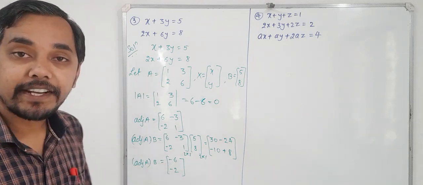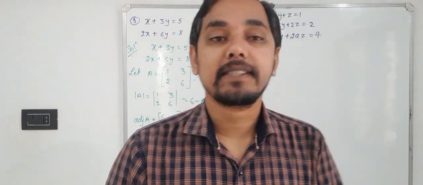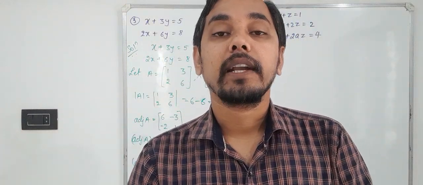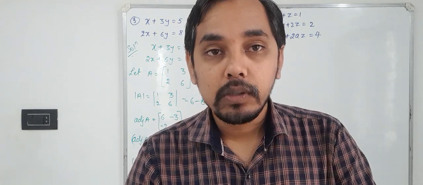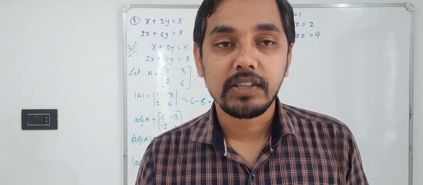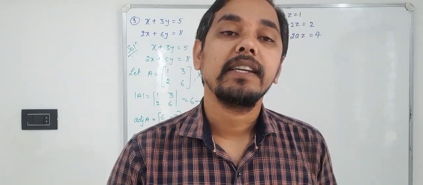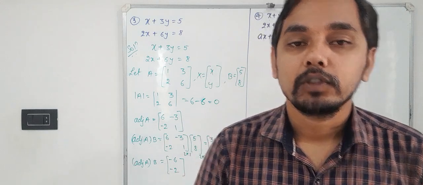So what is the second condition? What is the second case? Adjoint A into B, if you are getting it as equal to 0, right? If you are getting it as equal to 0, then you cannot say anything about the consistency of the system. If it is not equal to 0, then definitely it is inconsistent. Okay, so make a note of this.